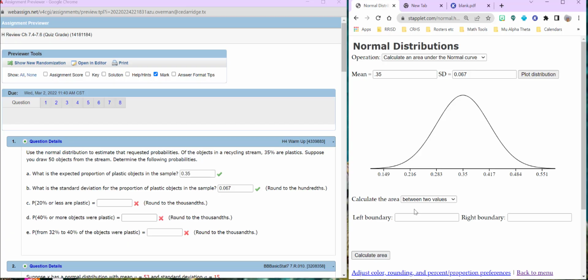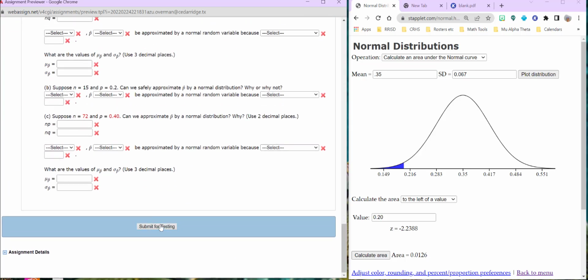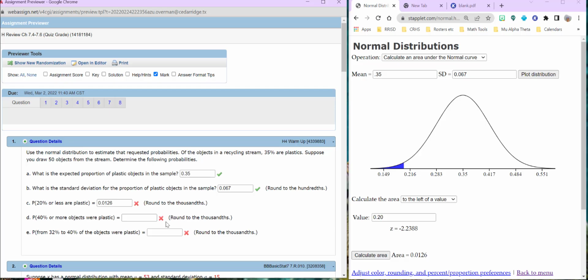All right, so calculate the area between the two values. So actually, I want to find the probability of 20% or less. So I'm going to go to the left, 0.20. And you can see it's right about here. So it's somewhere around 2%, I'm guessing. 1.2%. So just take that decimal, 0.0126, and put the whole thing in. So we'll double check it just to be safe. You'll notice your review is not super long this time. 0.0126. Let's see. Probability, that should be correct.